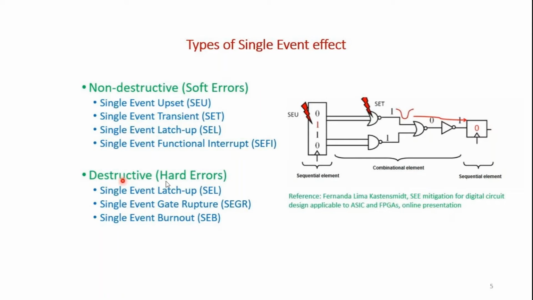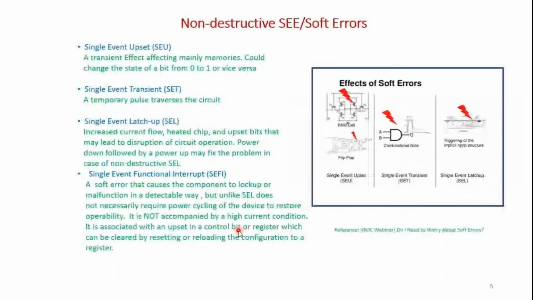Then we also have destructive errors, which could be latch-up, single event latch-up. So latch-up could be either non-destructive or destructive, and SEGR, single event gate rupture, and single event burnout. So a little bit more about this. I already explained the single event upset is the state change due to a charged particle strike, and single event transient, the temporary pulse that traverses through the circuit.